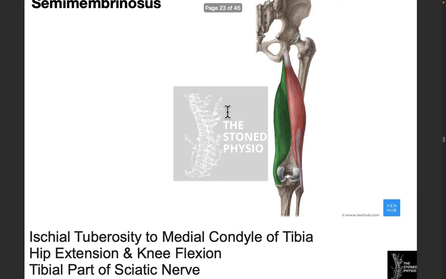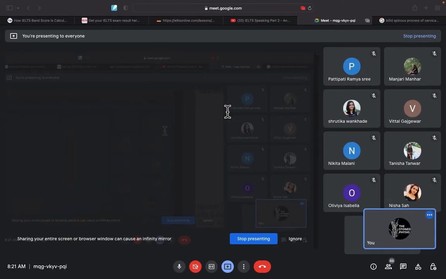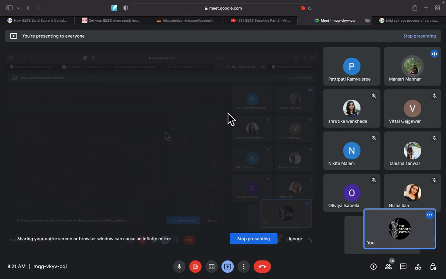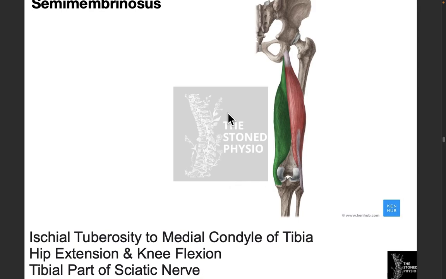Lastly, we have these muscles on the posterior side of the thigh, which are called the hamstring group of muscles. And in the hamstring, who can tell me? We all know this. Which ones? Semitendinosus, semimembranosus, and biceps femoris. Okay.